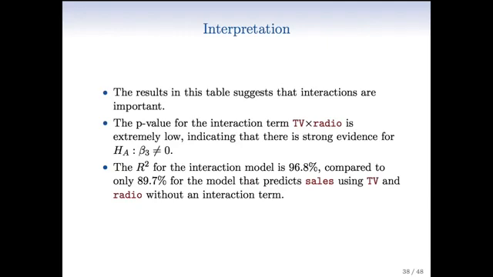So the results in this table suggest that interactions are important. The p-value for the interaction is extremely low, so there's strong evidence in favor of the alternative here, that beta 3, which was the coefficient for the interaction, is not 0. We can also look at the R squared for the model with the interaction, and it's jumped up to 96.8% compared to 89.7% by just adding this one extra parameter to the model. And we get that by adding an interaction between TV and radio.